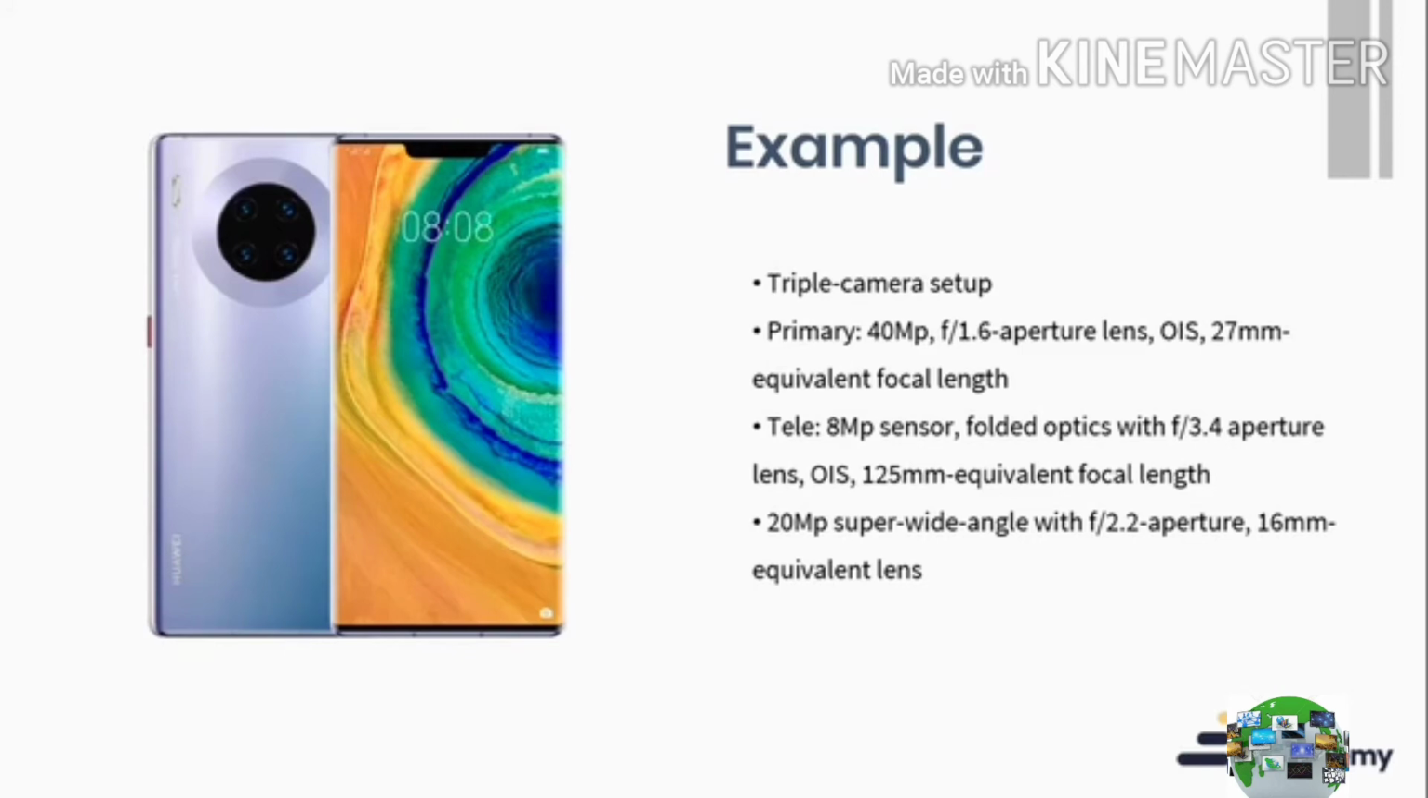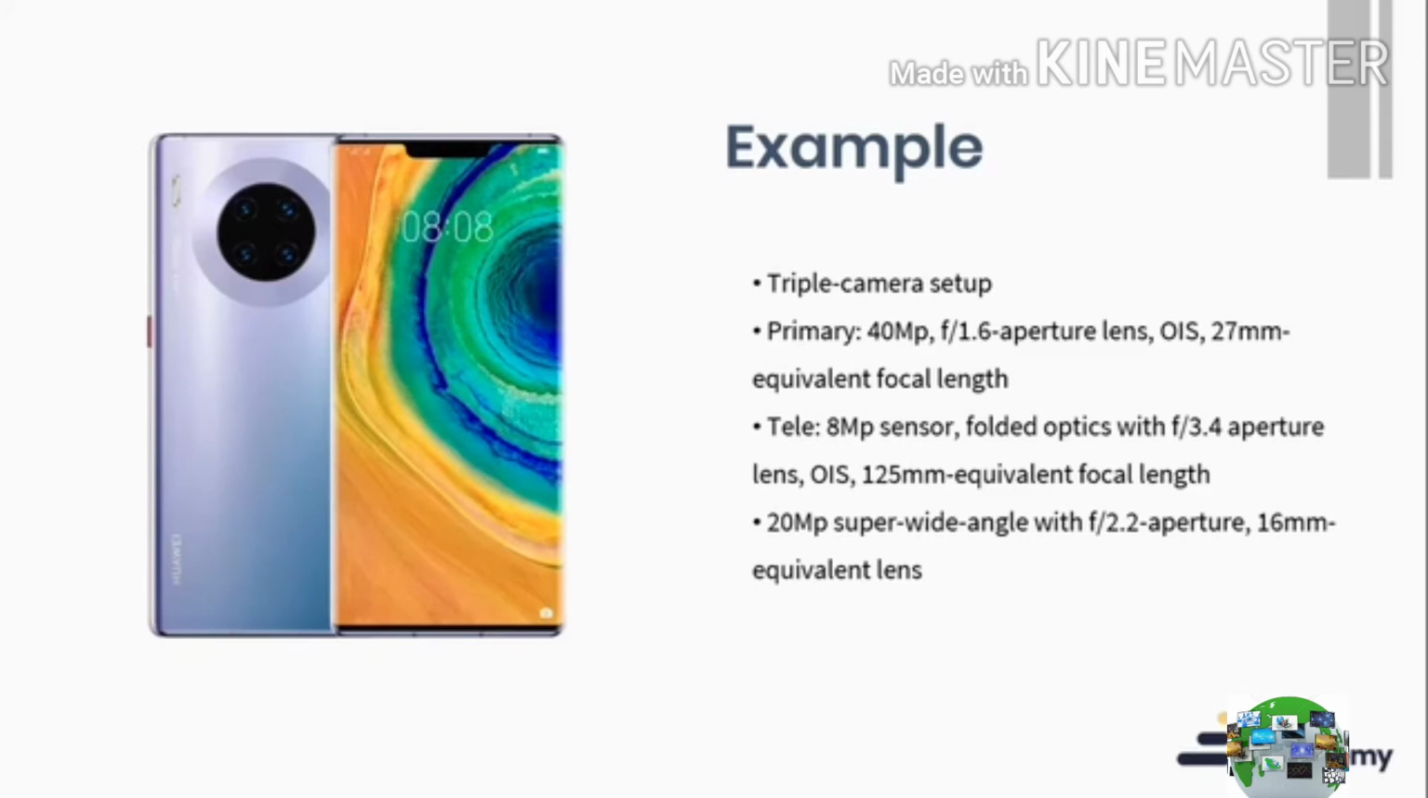Our primary lens, which is our standard one, is 40 megapixels. It has a good wide aperture in this case of f1.6. We've got optical image stabilization, and we have a 27mm equivalent focal length, which is very wide for a standard lens in particular. So we've got a good wide aperture, f1.6. We have a 27mm focal length.